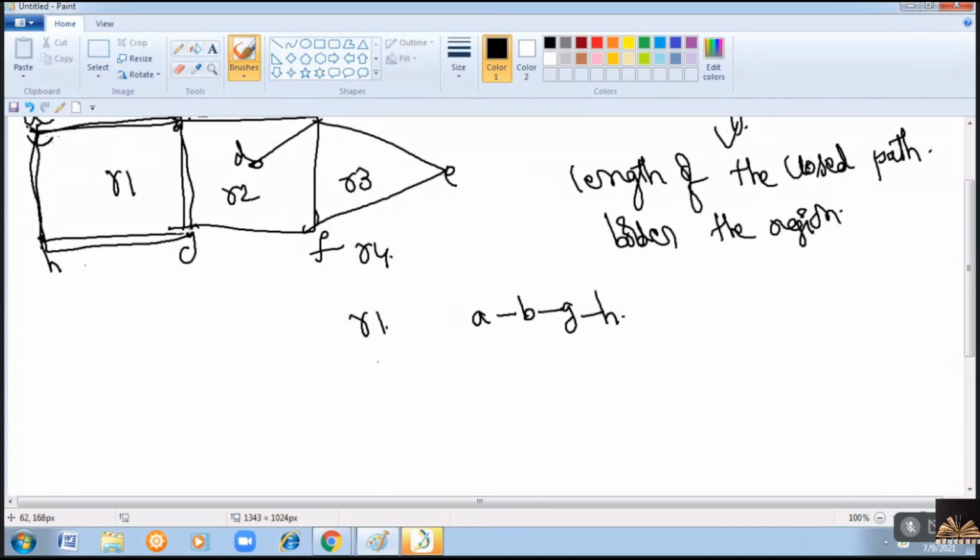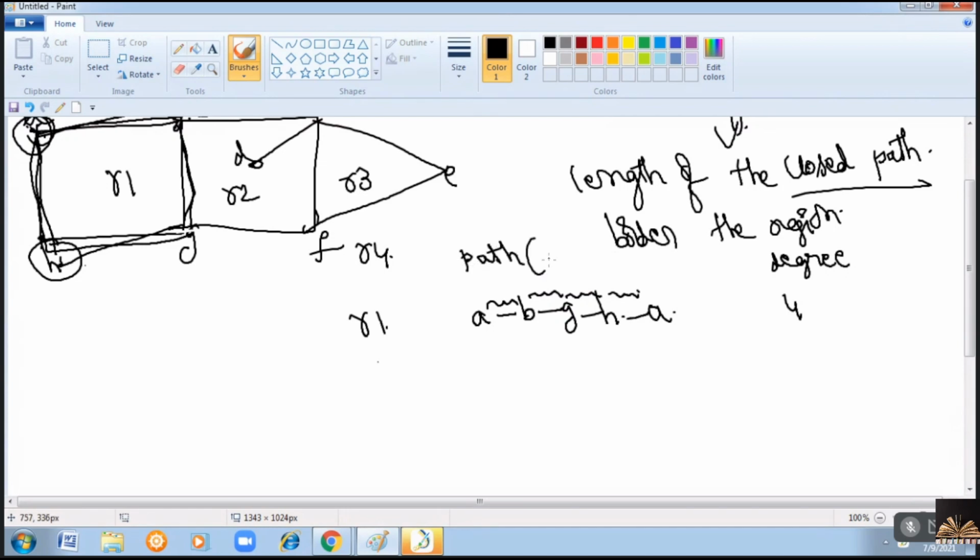It should close at the same vertex, or it should end at the same vertex. Then only it becomes a closed path. If you stop here, it will not be a closed path. Closed path means there should be a path from H to A also. Now what is the length? 1, 2, 3, 4. Therefore, the degree of the region R1 is 4.